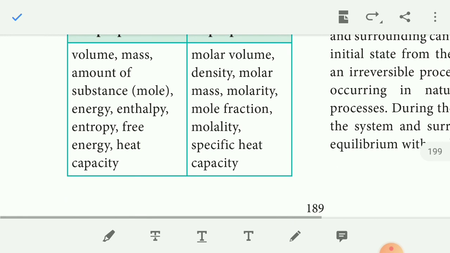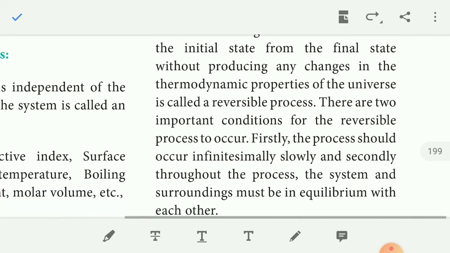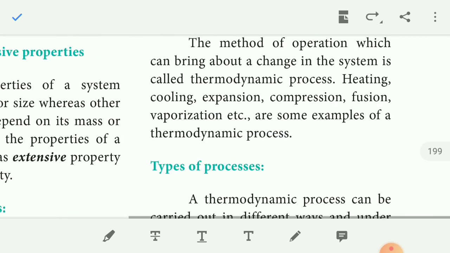Intensive properties: molar volume, density, molar mass, molarity, mole fraction, molality, specific heat capacity. These are intrinsic properties. Then the next topic, thermodynamic process.